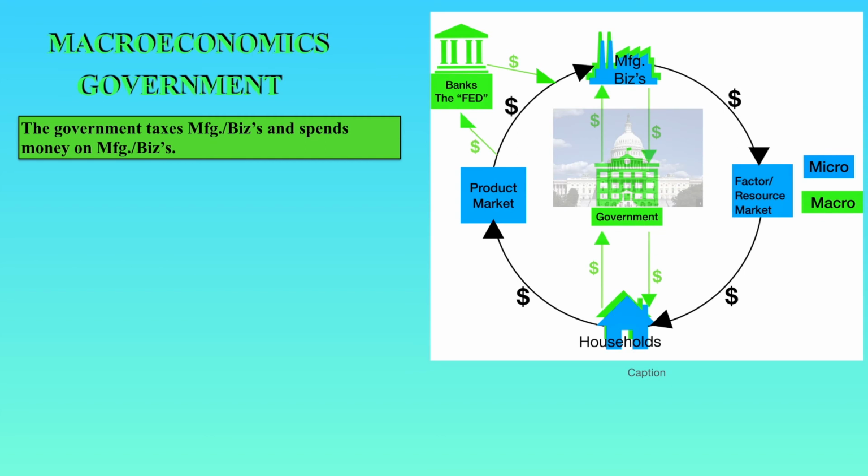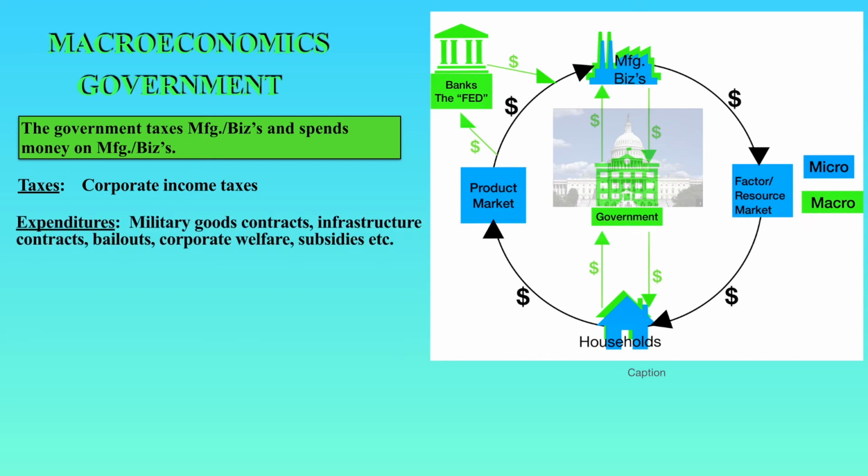The government also taxes manufacturing businesses and spends money on manufacturing businesses. The taxes it incurs from manufacturing businesses are called corporate income tax. Expenditures are examples such as military goods contracts, infrastructure contracts, bailouts, corporate welfare, subsidies. Infrastructure refers to the capital aspects of a country, a city, or a state. Things like dams, bridges, roads, and government buildings.